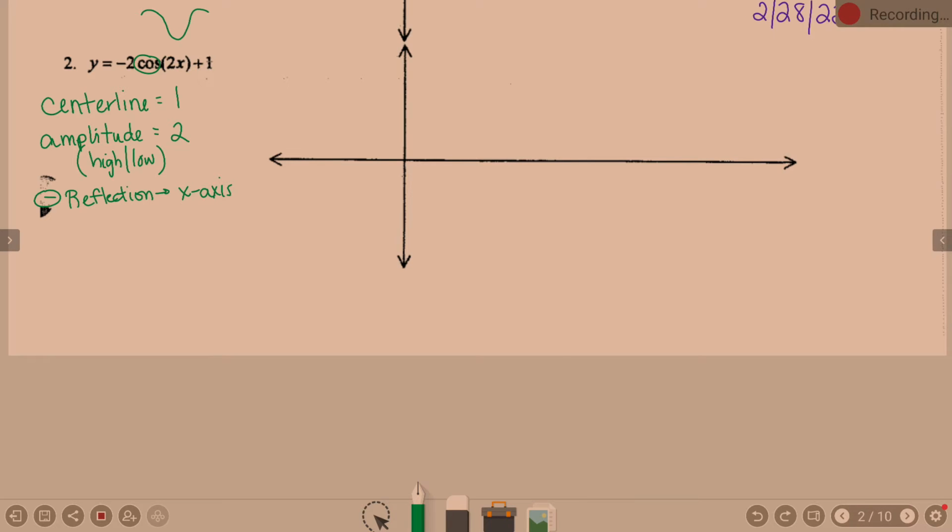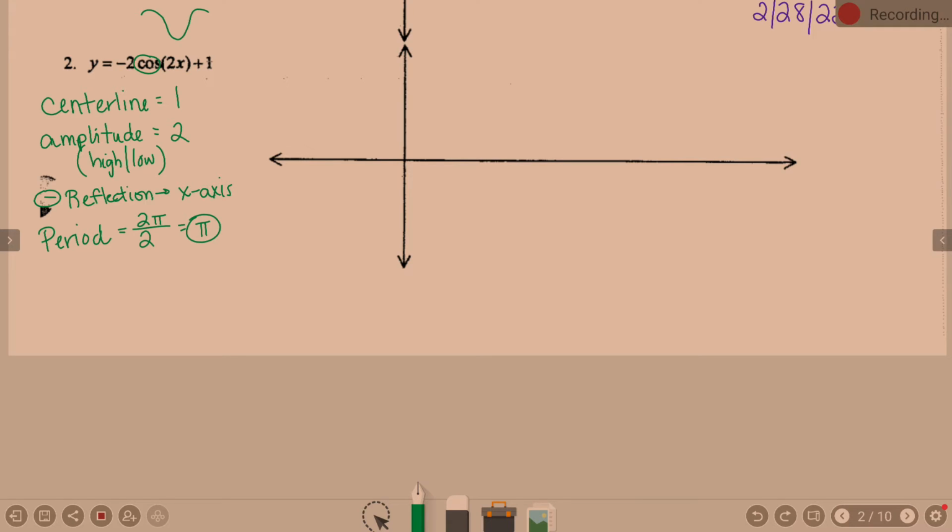Let's see. What about the period? How do we find period? 2 pi over b. And what is b in this case? 2. Your b value is the number right in front of the x. So if you look up above, it's bx minus c in parentheses, right? So your b is your coefficient on the x value. In this case, my coefficient is 2. 2 pi divided by 2 is pi.